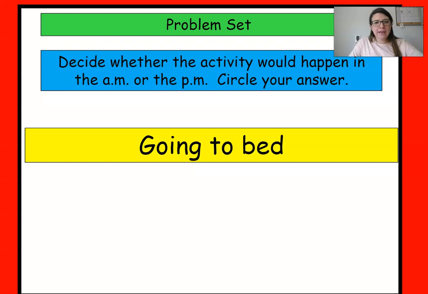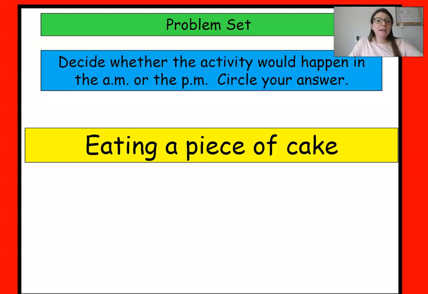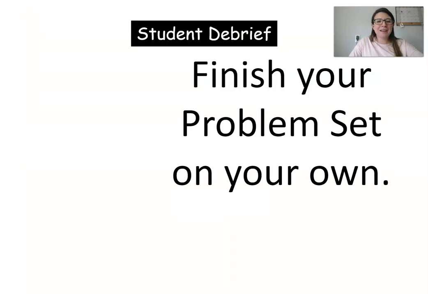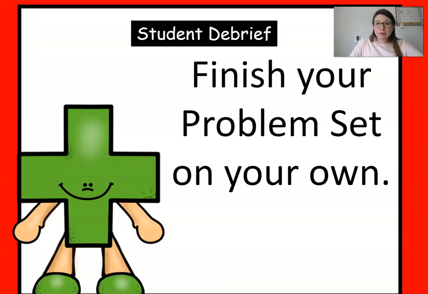Going to bed. AM or PM? PM. Very good. Eating a piece of cake. I'm hoping this only happens at a certain time of day, but sometimes it happens. PM, good, afternoon. So what you're going to do on your own today is determine whether something would happen in the AM morning or the PM afternoon.